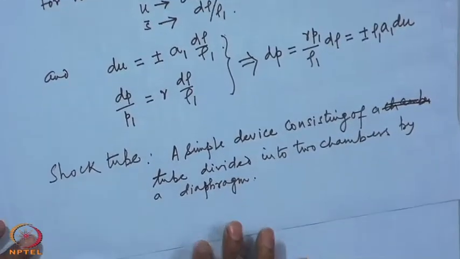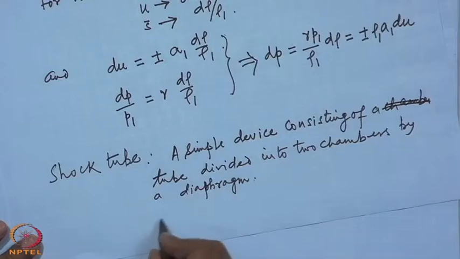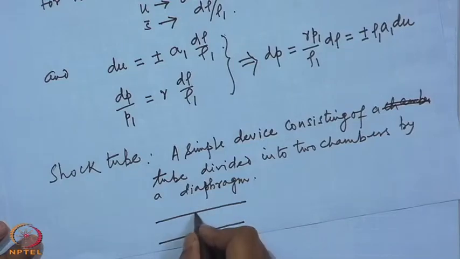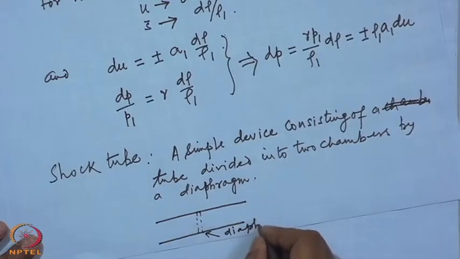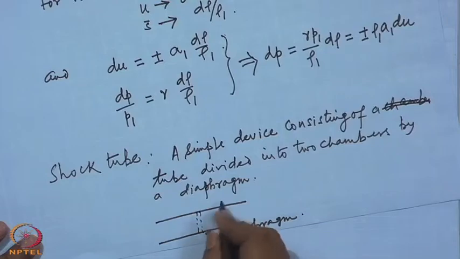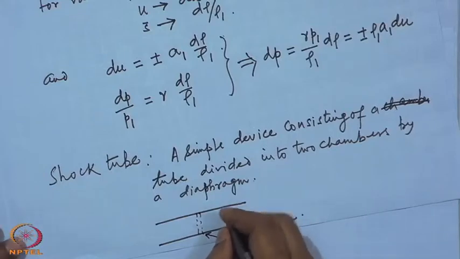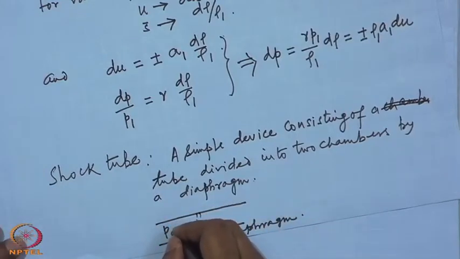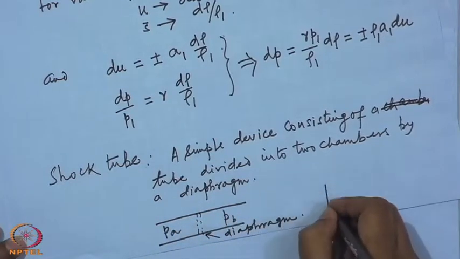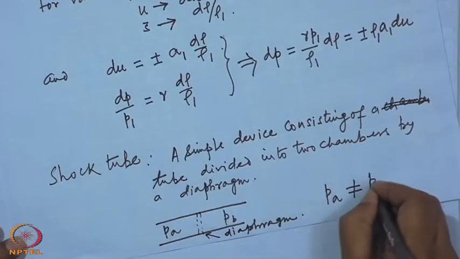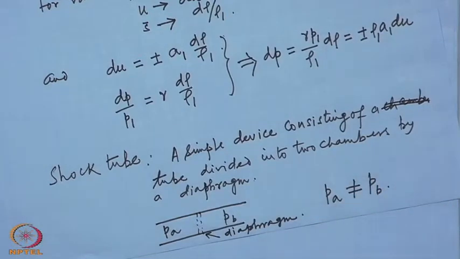And the pressure is different in the two chambers. That is, we can have a shock tube, which is simply this: a diaphragm here, and the pressures on the two sides are different, say P A, P B. Usually one side is at a very high pressure and the other side is at low pressure.